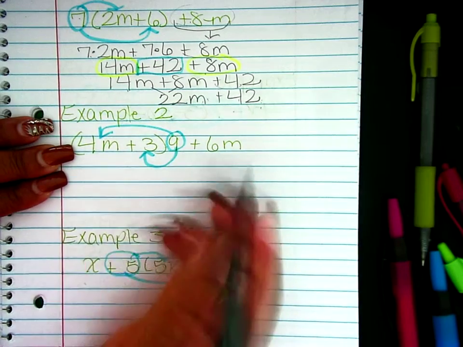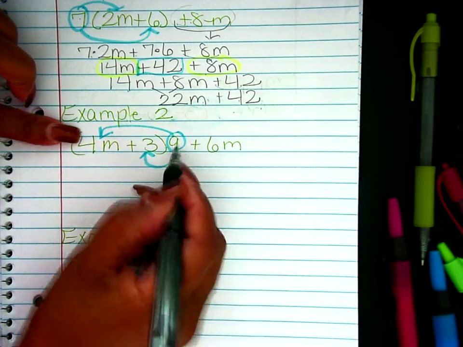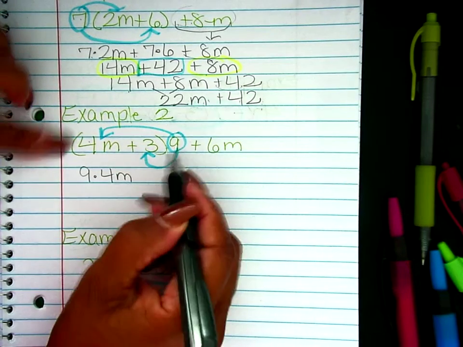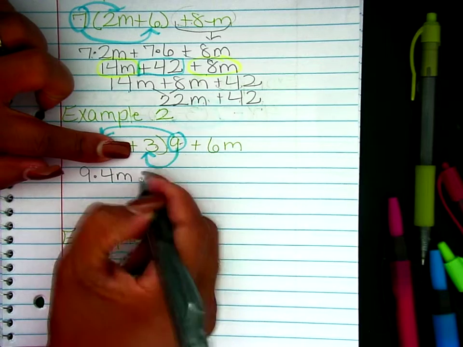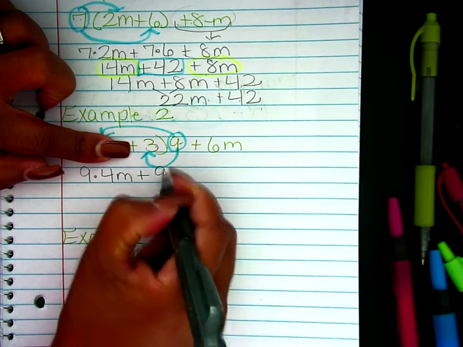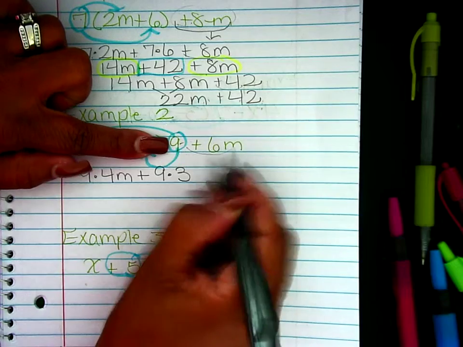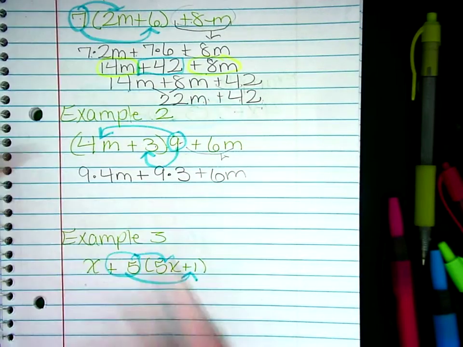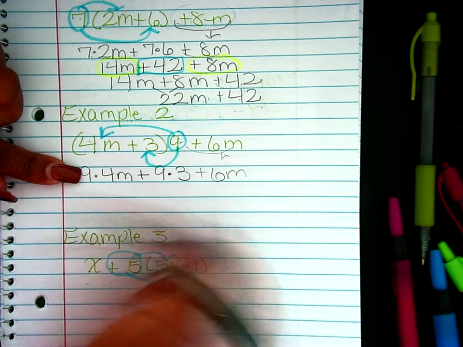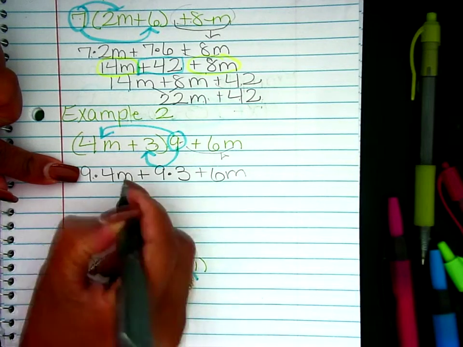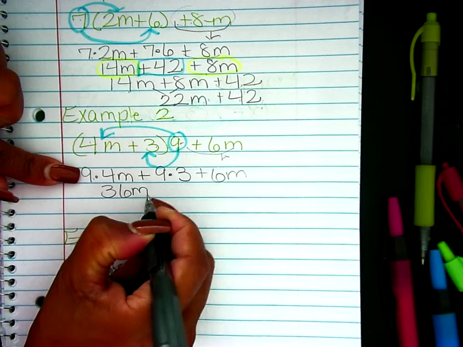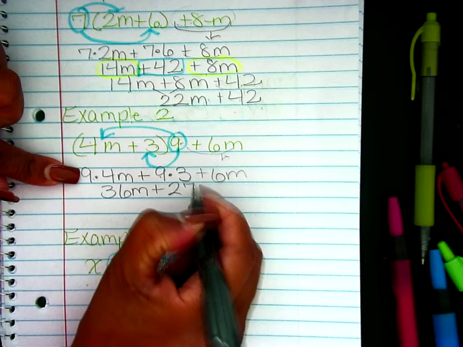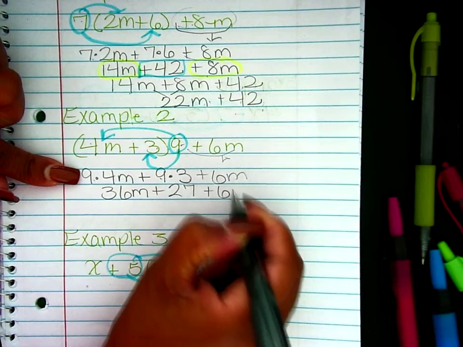Example 2. We already have it set up. We already know we're going to do 9 times 4m. Write it down. We know we're going to do 9 times a positive 3. So I'm going to put that plus there. 9 times 3. Bring down the plus 6m. Okay. Now multiply. Follow PEMDAS. 9 times 4 is 36m. Plus 9 times 3 is, all right, 27. Bring down your plus 6m.